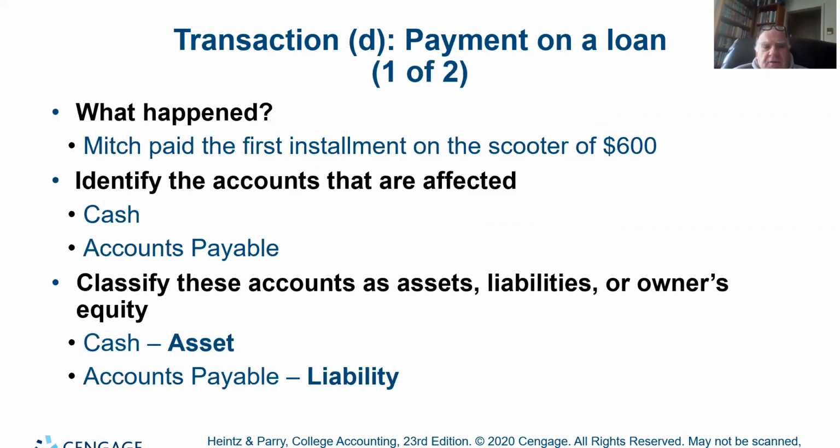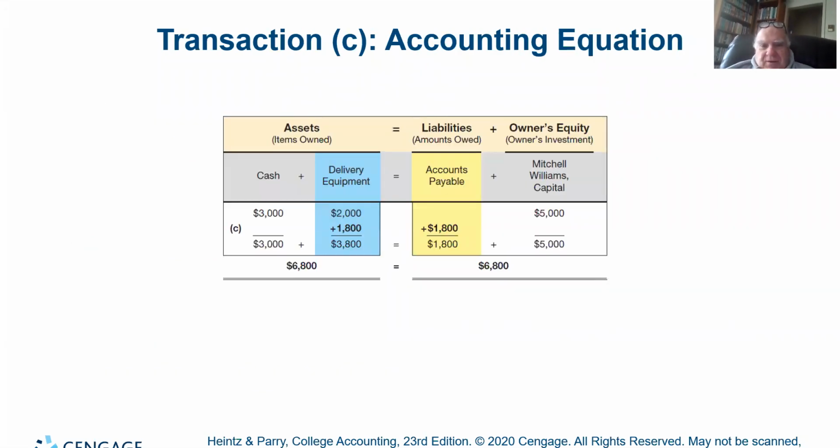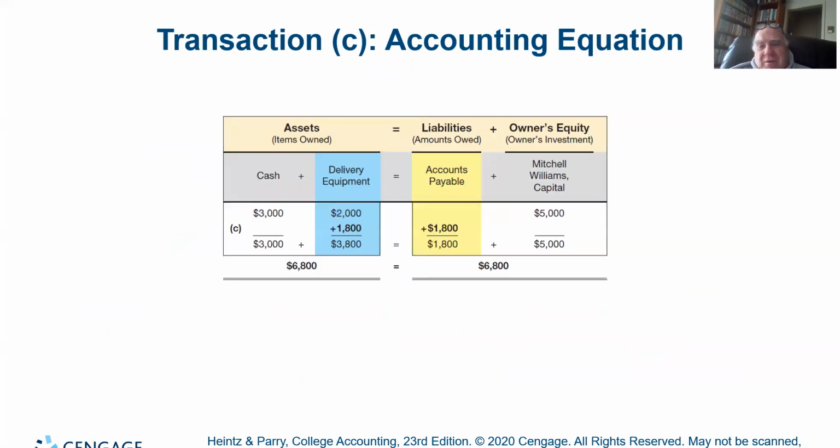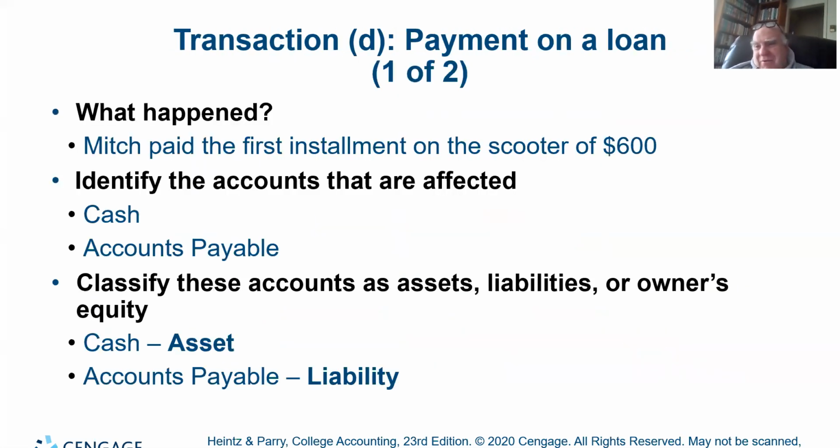He paid part of a loan. He paid the first installment on the scooter he bought for $1,800. He didn't borrow the money. They're saying that he borrowed it. He's really paying $600 down. That's a bad way to express it. Paid the first installment on the scooter. He owed $1,800. He's going to pay a third of it now, right?